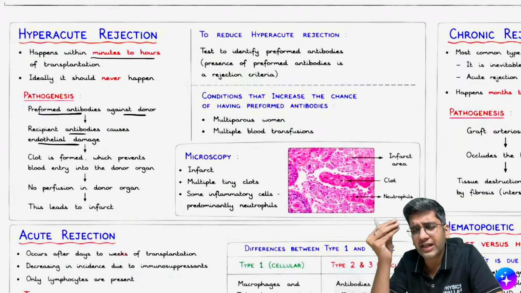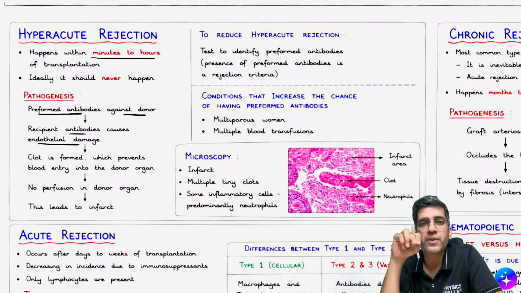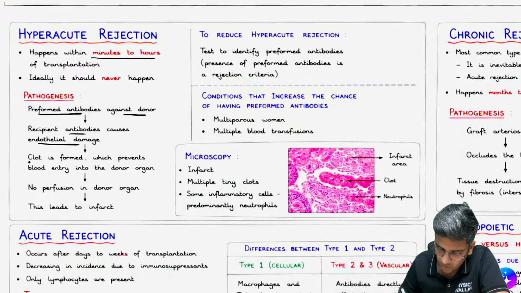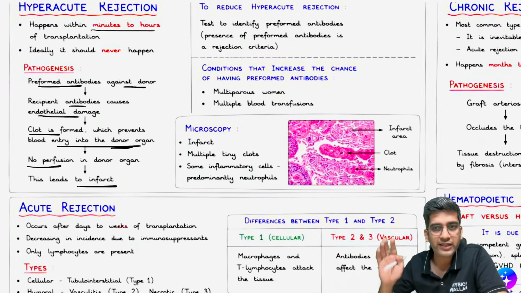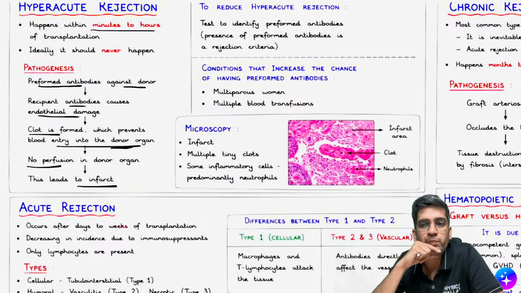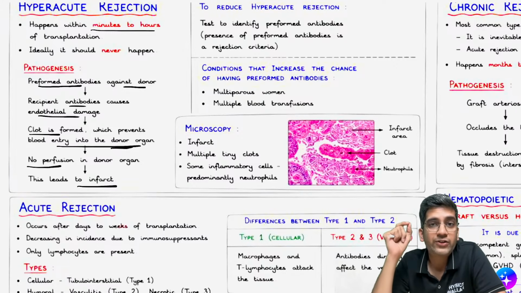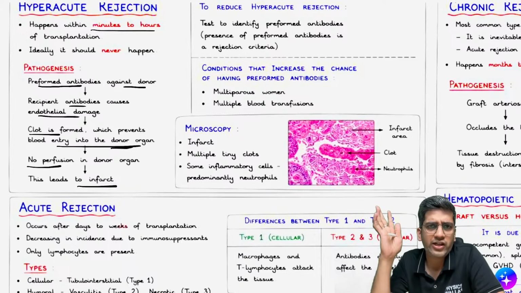It will automatically cause clotting, because that's one of the components of Virchow's triad, right? So you'll have a clot formed, which will prevent blood from entering the donor organ. There'll be no perfusion at all. This leads to infarct. Can anyone tell me what type of infarct this is? That's a classical coagulative necrosis, right?